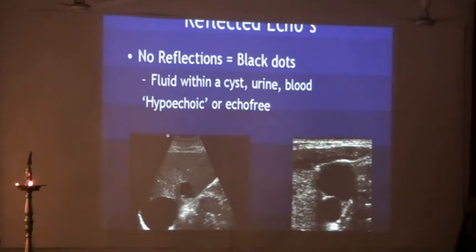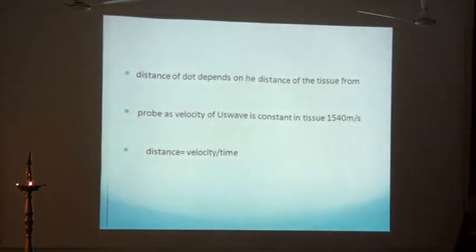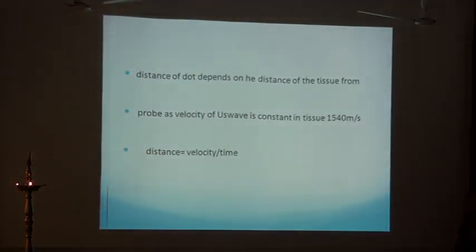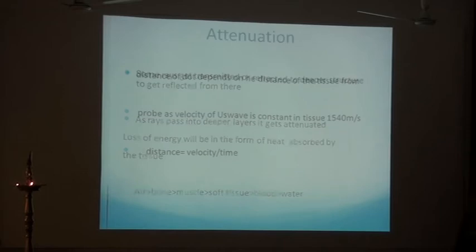And the black area which you can see in these images is where there is no reflection. The rays are getting transmitted from here, and they are known as hypoechoic or anechoic zones. They are seen anywhere we have fluid, like in a cyst, urine, or blood. The distance of the dot on the screen depends on the distance of the tissue from the probe, because the velocity of the ultrasound wave is almost constant in tissue, at about 1540 meters per second. So we can calculate the area of interest from the surface just by seeing where the dot is; basically, ultrasound will give you the distance.